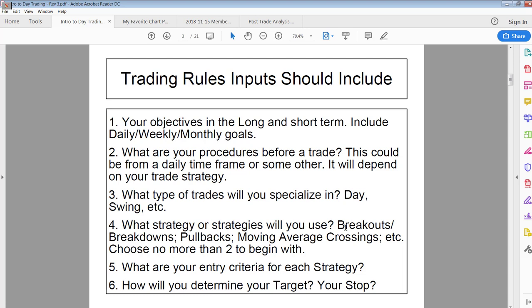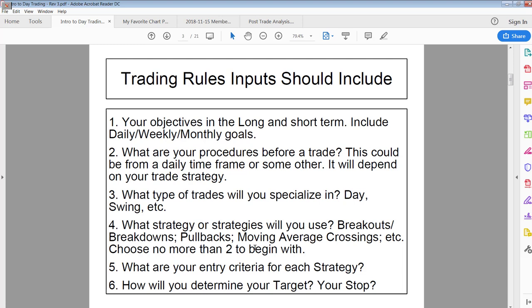What strategies will you use? Breakouts, breakdowns, pullbacks, moving average crossings. I would strongly suggest you choose one, but no more than two to begin with. Become very proficient at those before you add anything else. And one possibly for an uptrending market, and one for downtrending markets.